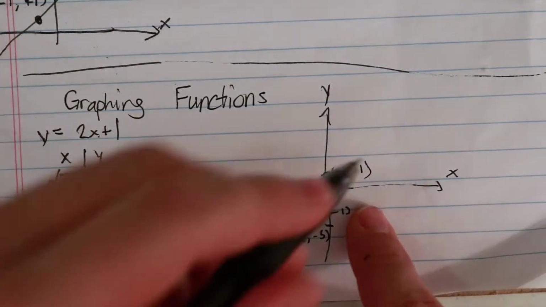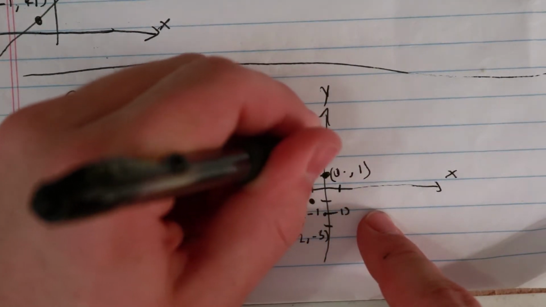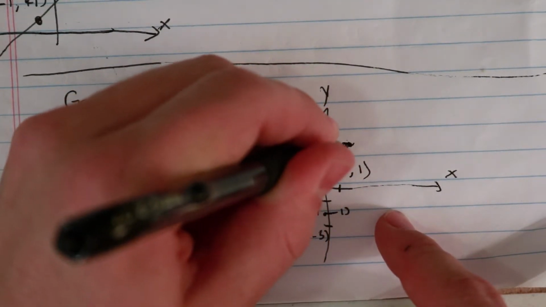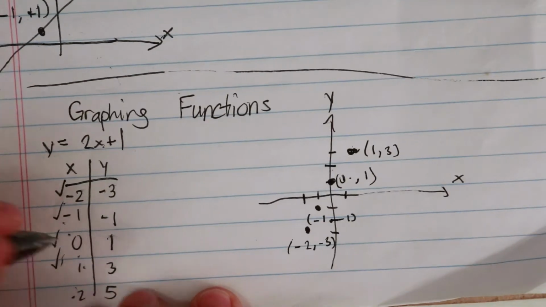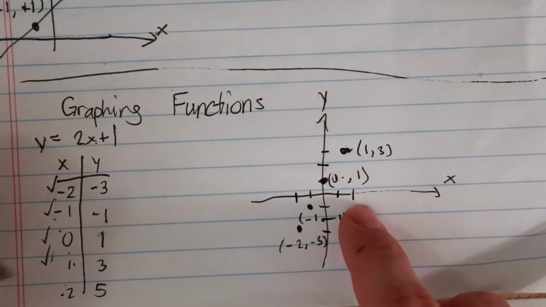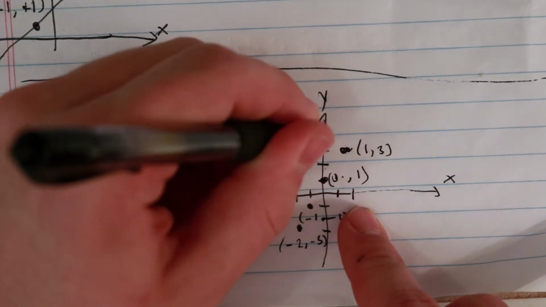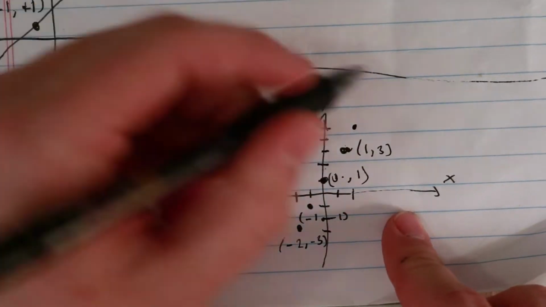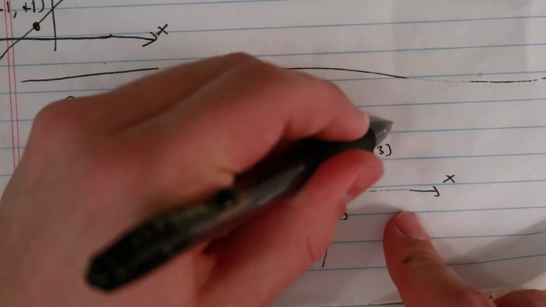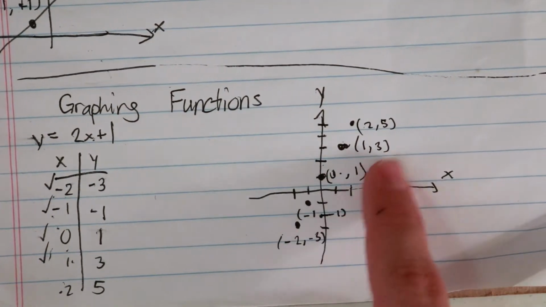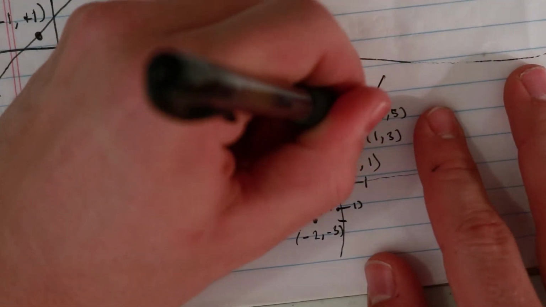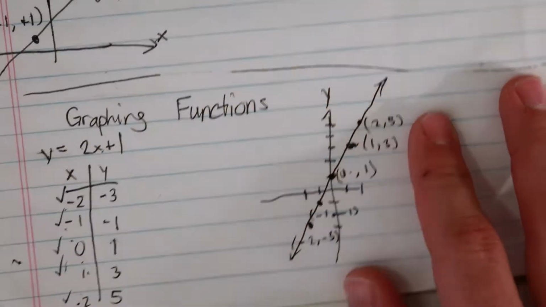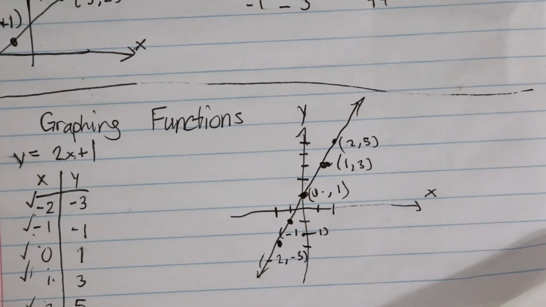Next I'm going to do 1, 3. That would be 1, 3. And then the last point would be 2, 5. So 1, 2 over, 5 up: 1, 2, 3, 4, 5. And that's 2, 5. So I've labeled the points on my graph, and I've checked off all the points from my t-table. Then if you just draw the line, connect the dots, that's how you get a good function.